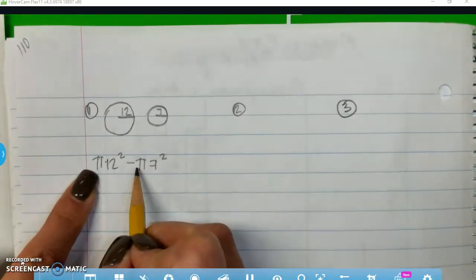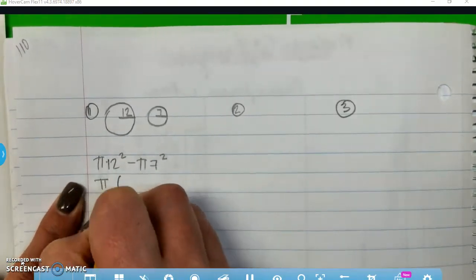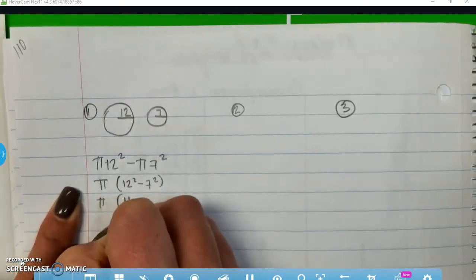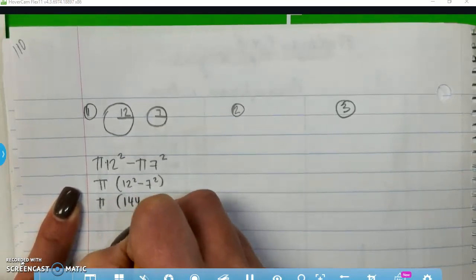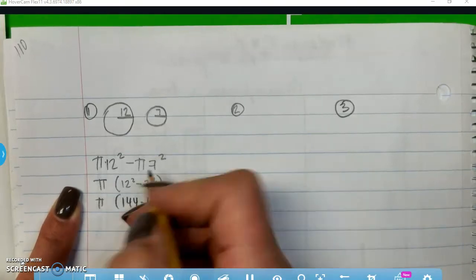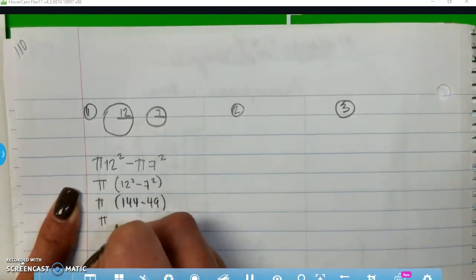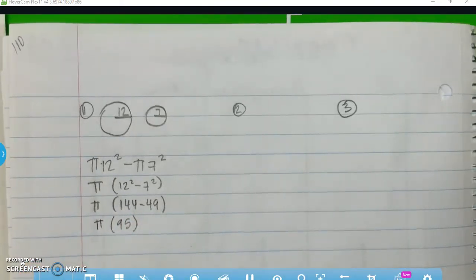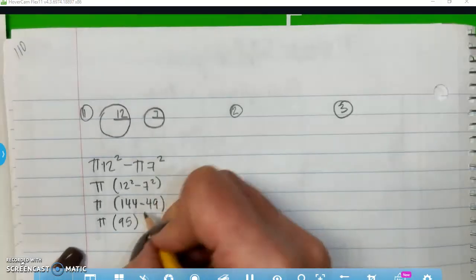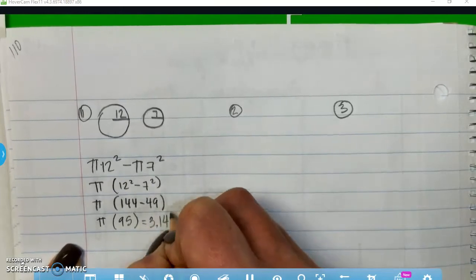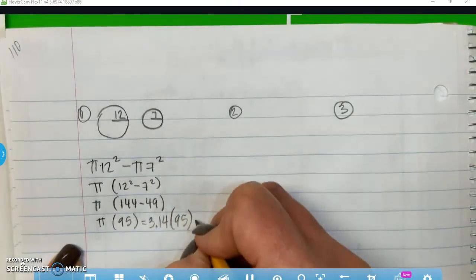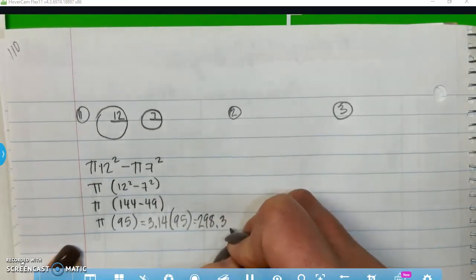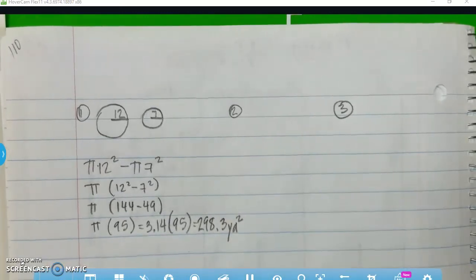Well, instead of multiplying by pi both times, I would say, okay, 12 squared minus 7 squared would give me 144 minus 49. All those perfect squares come in really handy. Pi times 95. And so when I get to that level, I'm ready to do my multiplication, and that would be 3.14 times 95. That's going to give me 298 and 3/10 square yards.